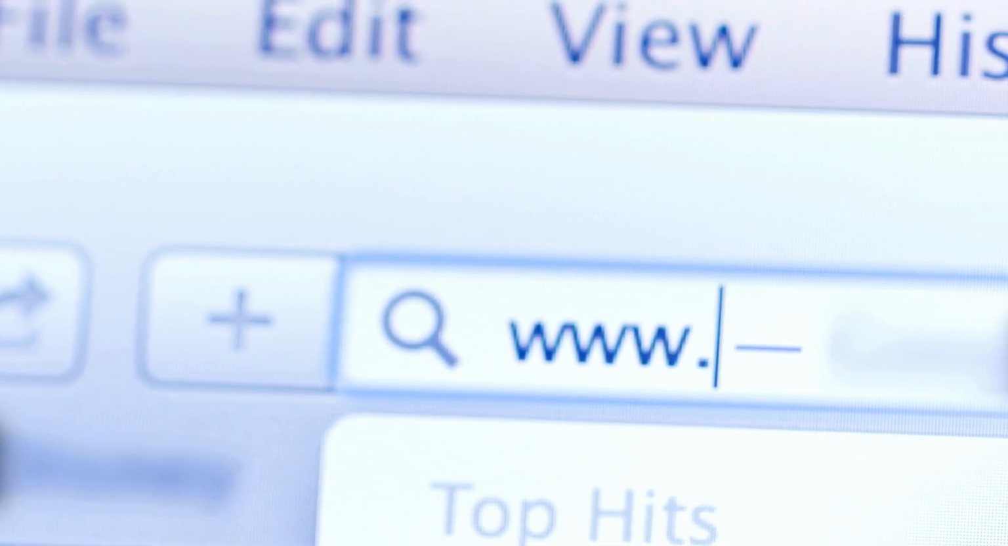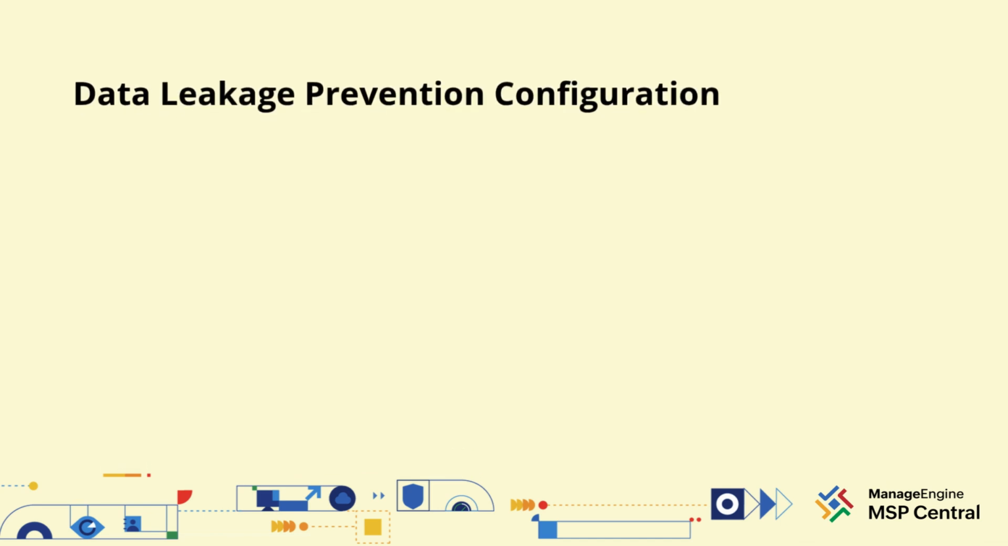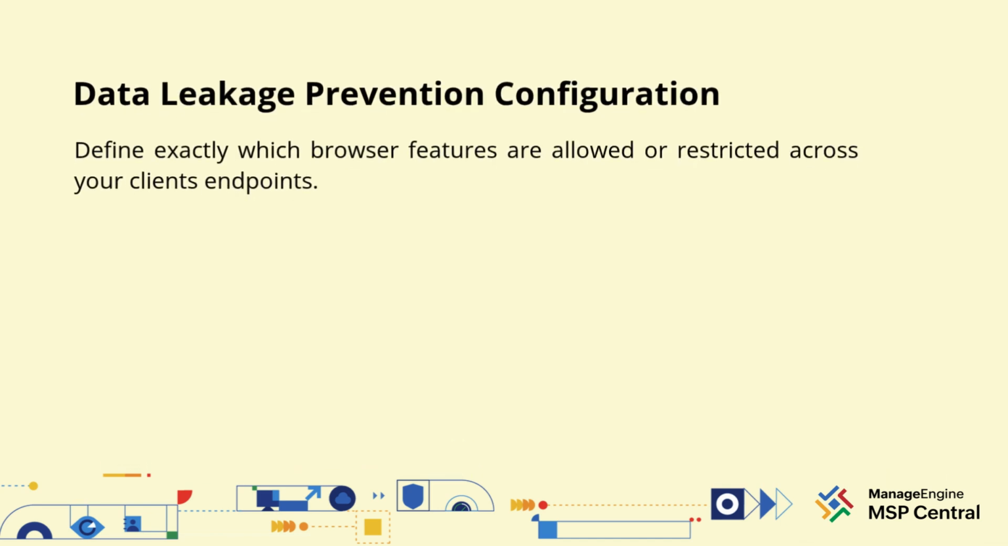In this video, we show you how to set up data leakage prevention configurations for your clients using MSP Central and why protecting sensitive data should always start right at the browser level. Data leakage prevention configurations let you define exactly which browser features are allowed or restricted across your client's endpoints.